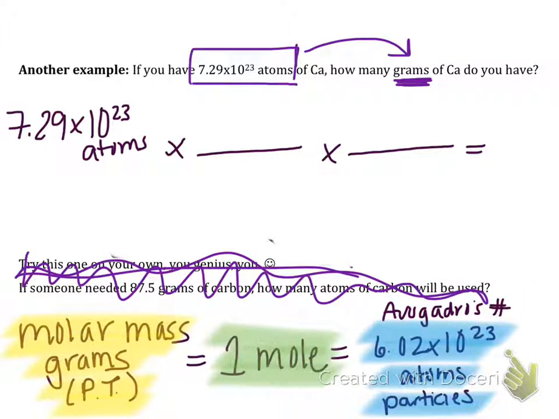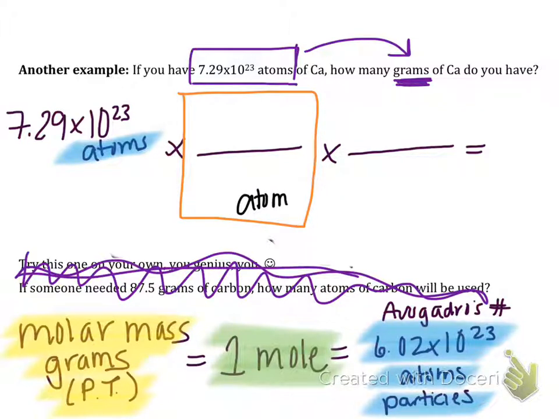Okay, so let's backtrack one more time here. We're starting at atoms, and we don't want this, so we need to put it on the bottom of the fraction to get rid of atoms. Okay, so we are going to write atoms down here. So look at your map here. If you're starting here, what's the very next step you can convert to? You can convert to moles.